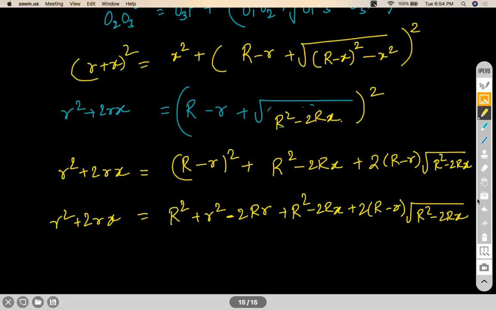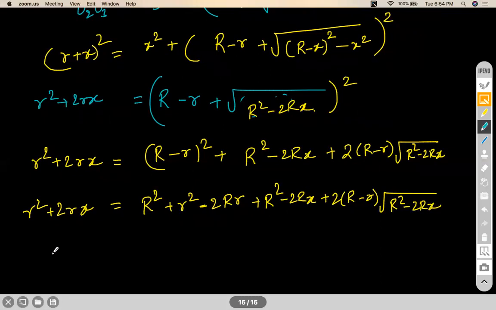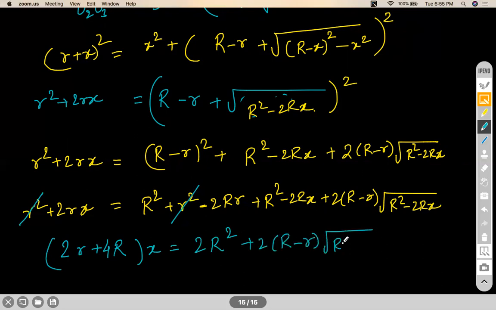Okay, so I have to solve for x here. Anything else that can be taken care of? So this is 2r. This is going to be plus 4r. Okay. And this is going to be 2 capital R square plus 2 times R minus r under root of R square minus 2Rx. Seems to be an ugly figure. Okay, but let's try to simplify things.